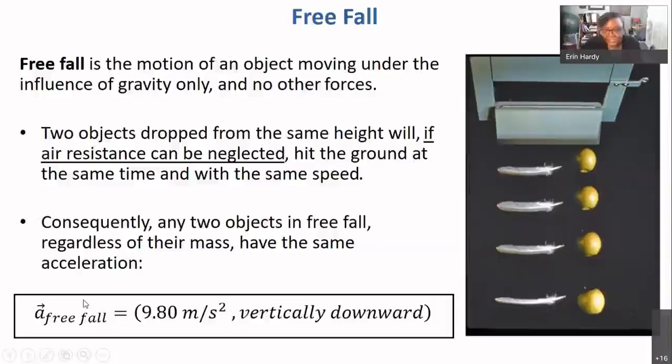And this acceleration is a vector because there's no scenario where I would let go of the apple and it would fly toward the ceiling. This free fall acceleration vector is always directed toward the center of the planet. So we're treating that as vertically downward for right now. So you can think of that as toward the floor.